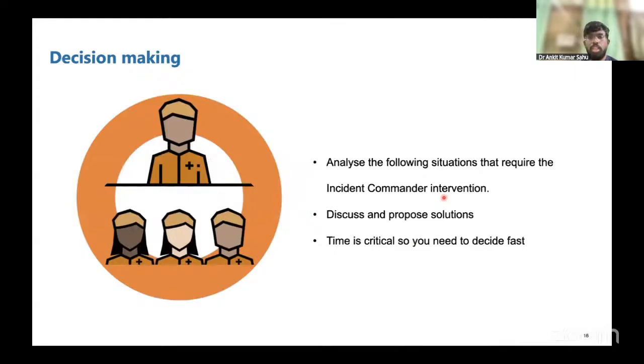Now let's go ahead with analyzing the following situations that require the incident commander's intervention, and we'll discuss the proper solution. The point is that we'll go ahead with discussing that.